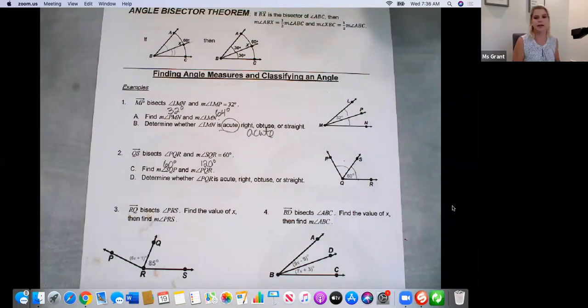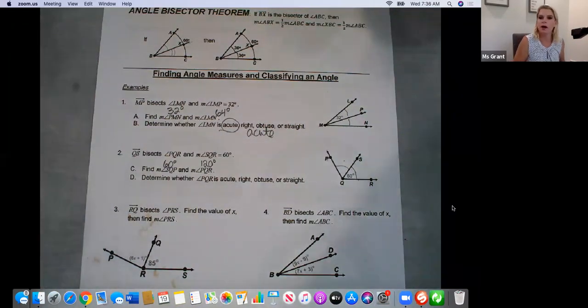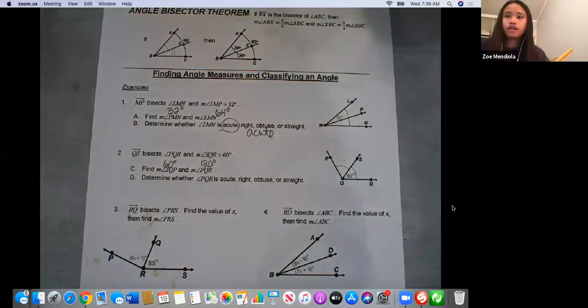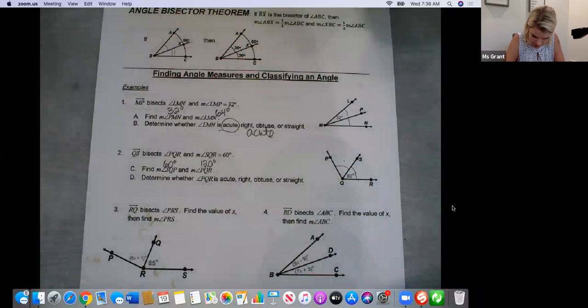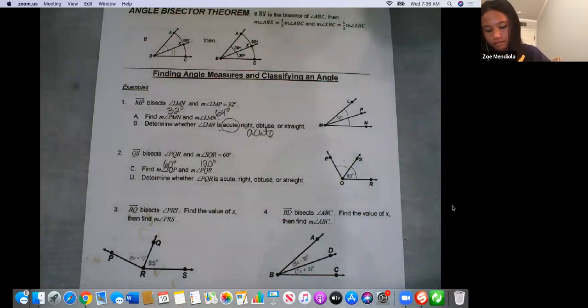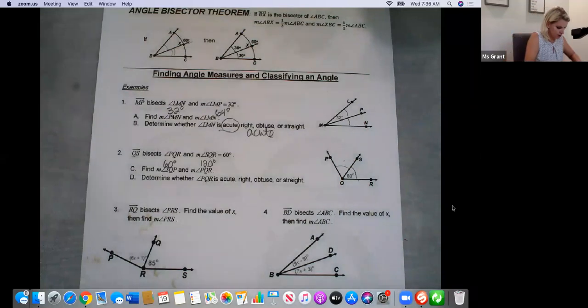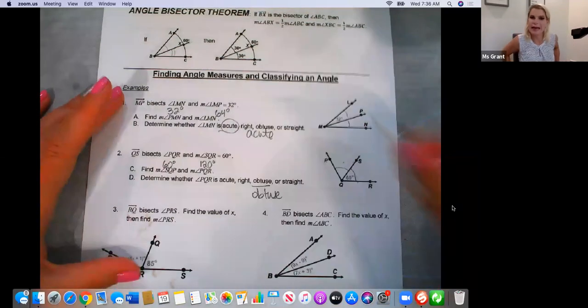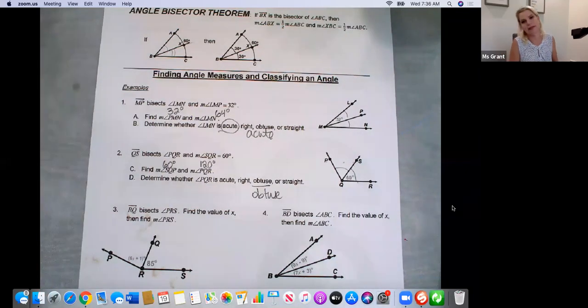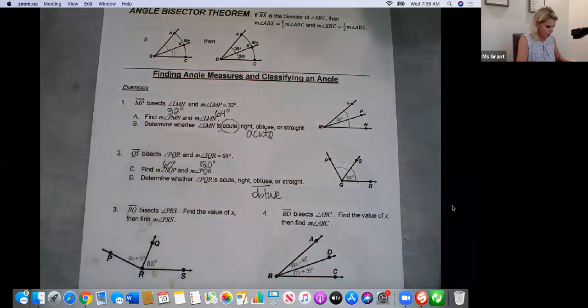Excellent. Is someone new? Zoe? It's obtuse. It is. Hold on, I have to get everybody's name. Obtuse. Obtuse means between like 91 degrees and 179, right? Okay.